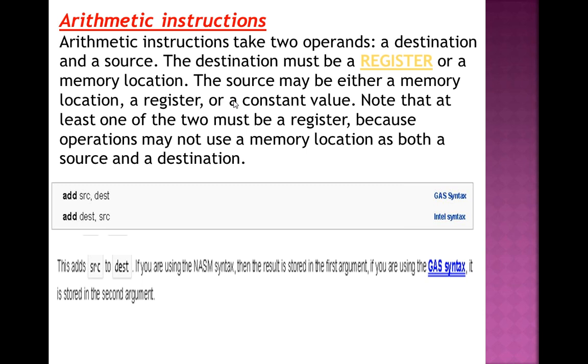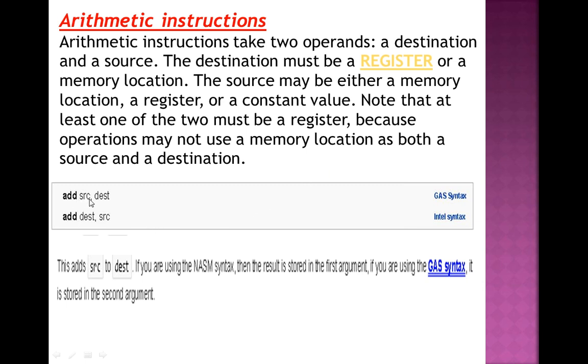Note that at least one of the two must be a register, because operations may not use a memory location as both destination and source. At least one of the two, either the destination or the source, must be a register. This is the mandatory condition, because operations may not use a memory location for both source and destination.